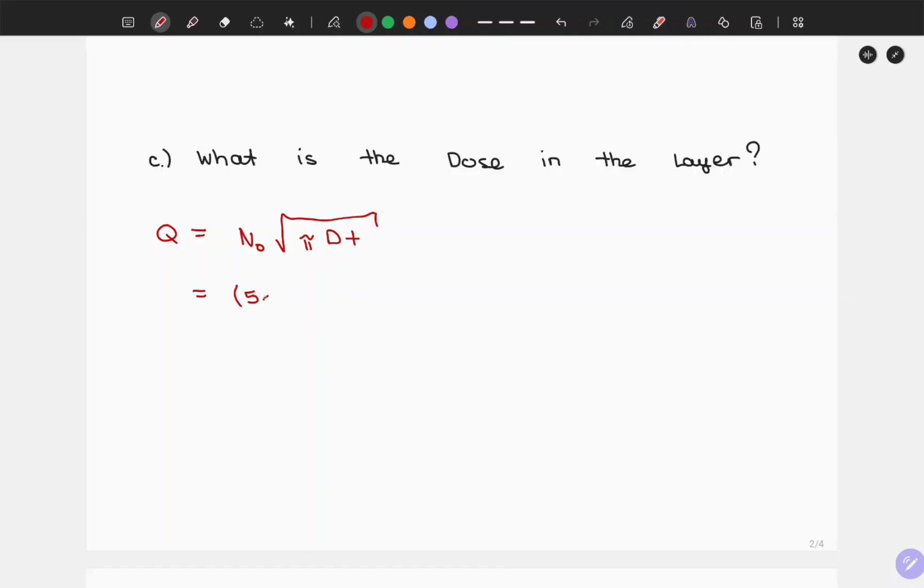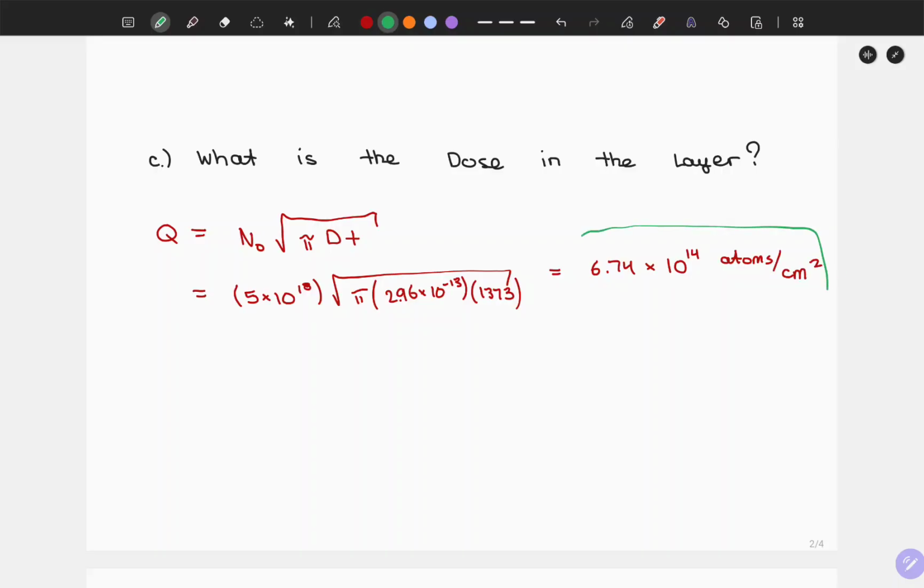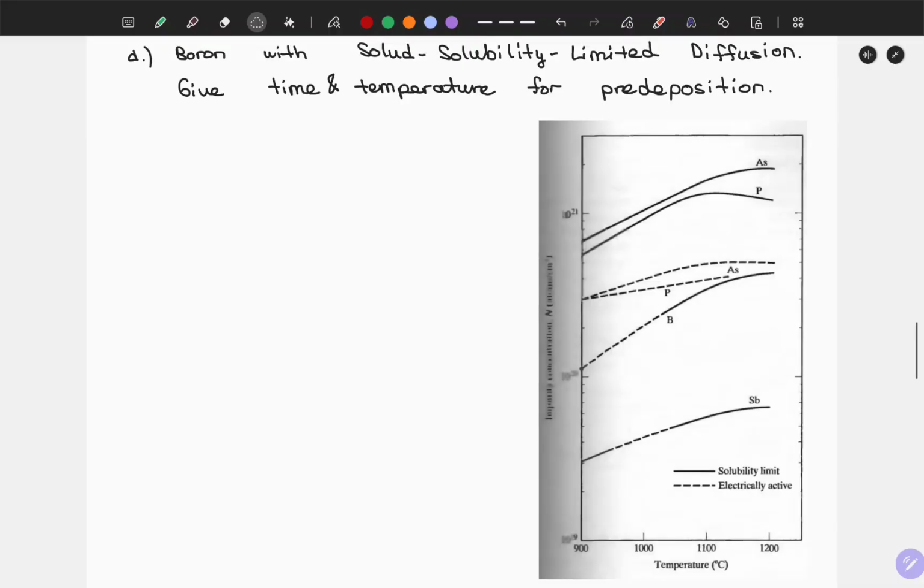5 times 10 to the 18th, square root pi, D is 2.96 times 10 to the negative 13th, 1373 Kelvin, which is equal to 6.74 times 10 to the 14th atoms per centimeter squared. Very easy plug and chug. The dose tells us how many atoms there are per surface area.